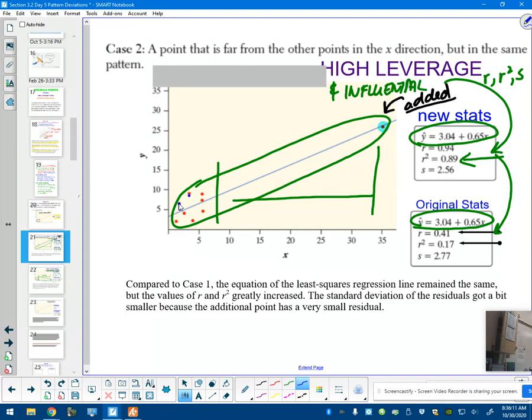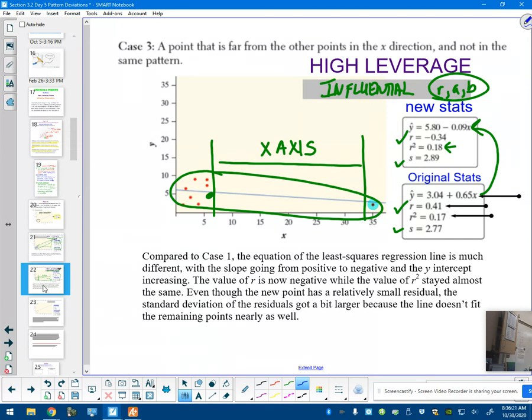So if we draw these residual sticks in here, that one hardly has any residual stick, right? And now if we go here, those didn't change too much, did they?